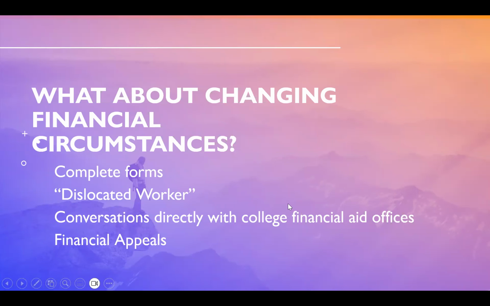What happens if finances change? Usually after you've completed the forms, perhaps your income from 2023 was very different. The idea is these forms are just to create an initial packet of information for the college. Once those forms have been submitted, the family does have the ability to talk with the college financial aid office.